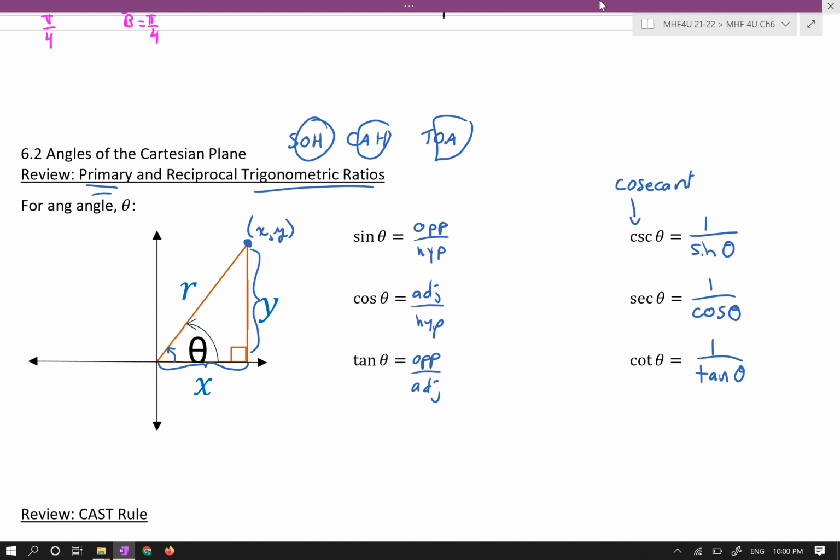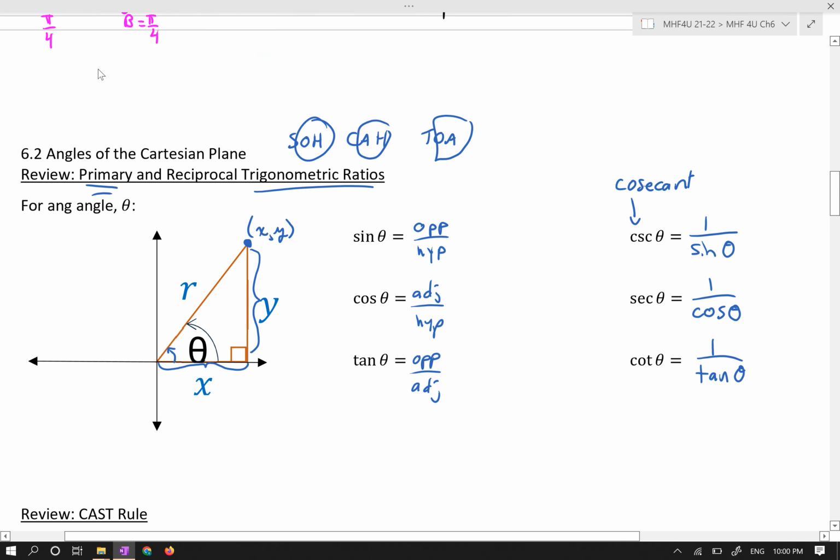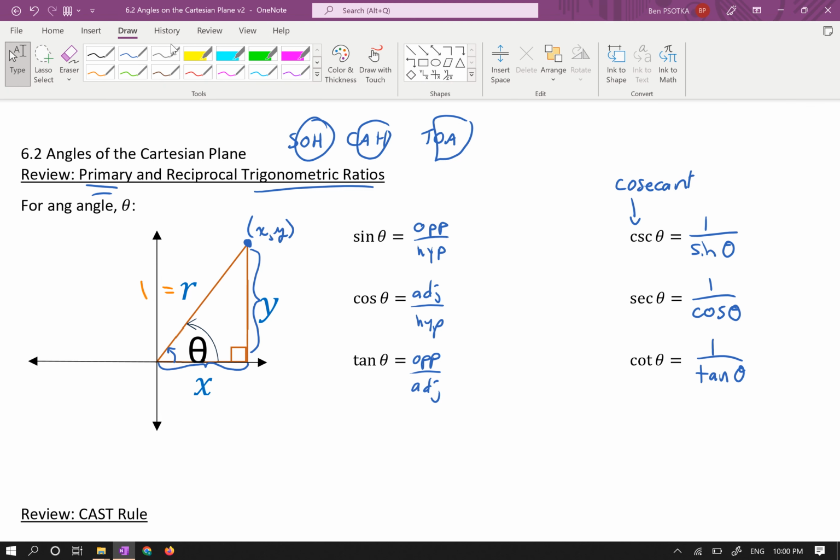Okay, now let's say we're working with a special kind of circle. Let's say we're working with a circle with a radius of 1. I know you've worked with that before. That's your unit circle. If you're working specifically with a unit circle, then our radius is equal to 1. Good job. We'll come back to that.